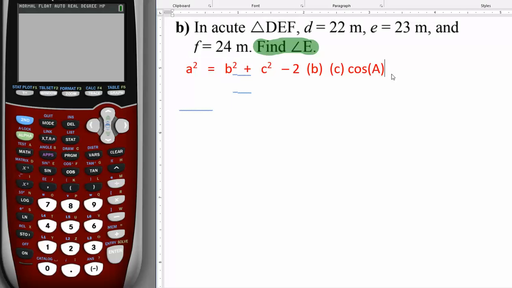So let's use the formula that we recently used in the previous video, and that was a squared equals b squared plus c squared minus 2 times b times c cosine of a. Now, we want to find angle E, and the only variable in the entire law of cosines formula that is an angle is always the capitalized letter. So in our case, big A is our angle. So since we know big A is the angle and I want to find big E, I'm going to replace all of the A's with E's.